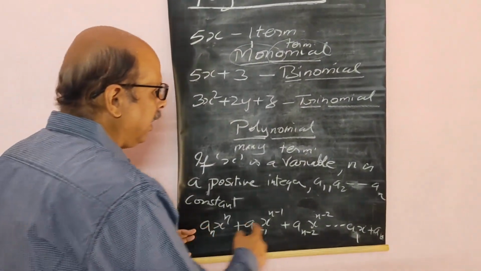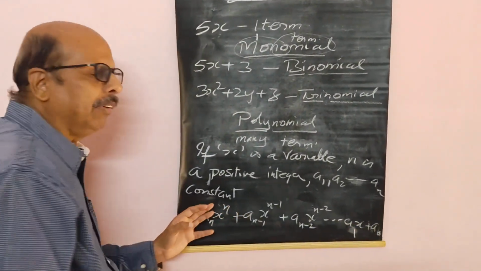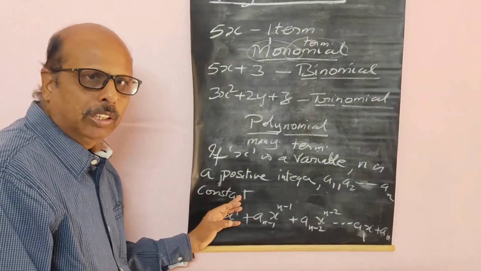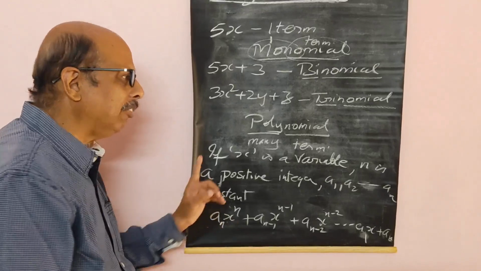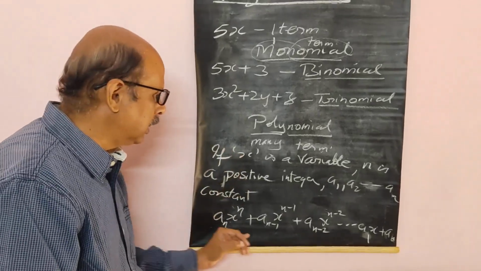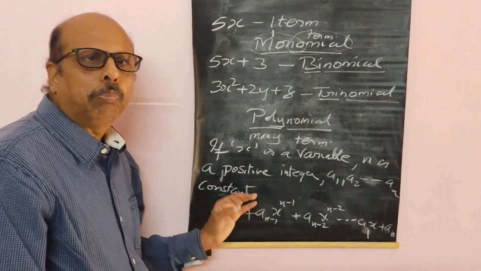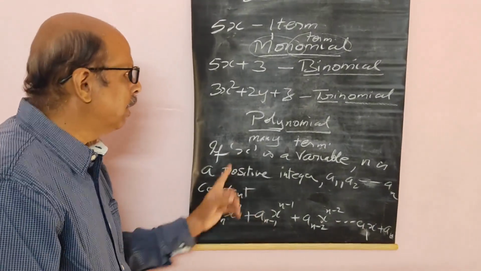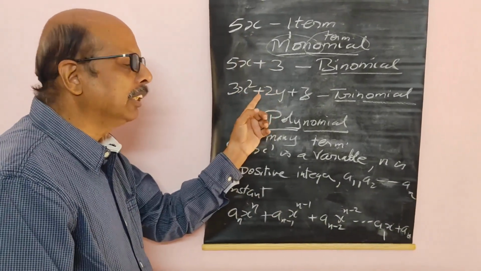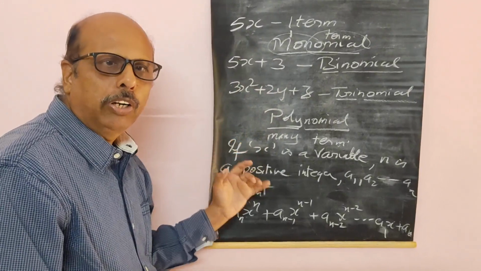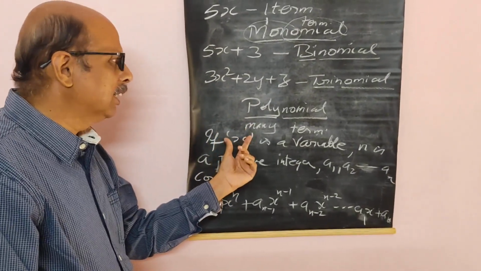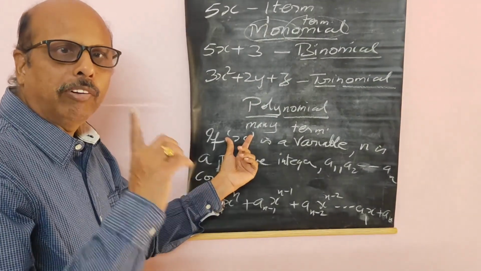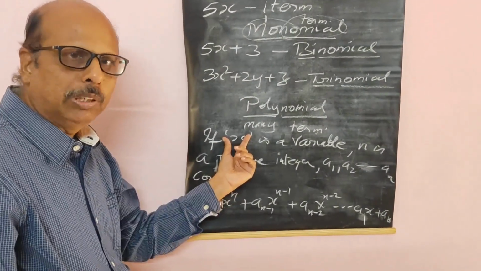It is having n number of terms. N is an unlimited value of number. So it can have any number of terms. So we use only one variable, and such an expression is called a polynomial. An algebraic expression with more than three terms is called a polynomial. But here the condition is the polynomial will be in only one variable, will not have multiple variables here.